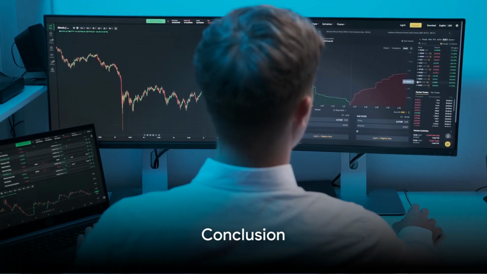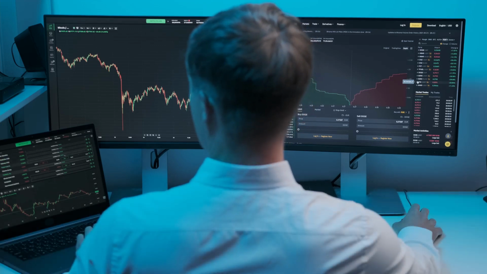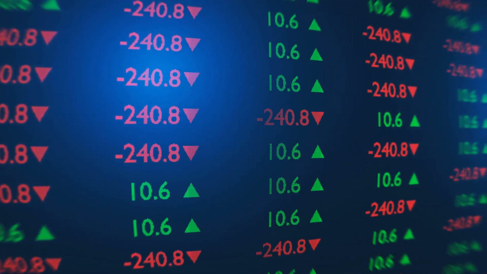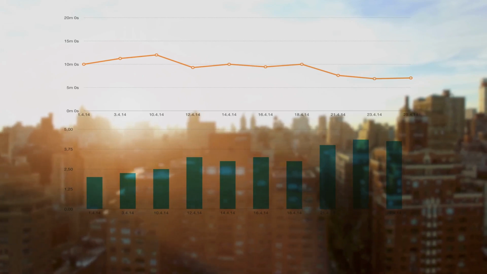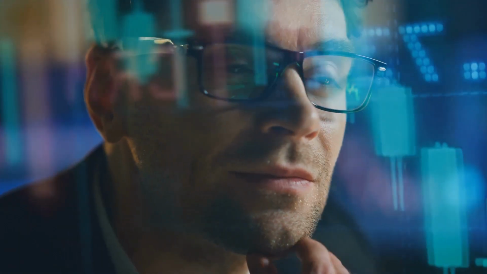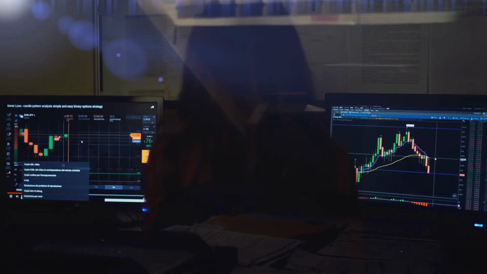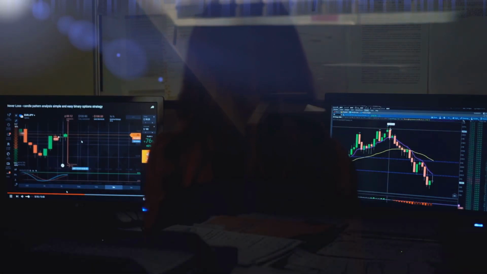We've covered a lot of ground today, from defining liquidity to understanding its role in trading. We've delved into the importance of liquidity in the smooth functioning of financial markets, examined the factors that influence it, and compared its presence across different markets. We've also discussed how traders leverage liquidity and the challenges they may face in low liquidity situations. Understanding liquidity is a fundamental step towards successful trading. So keep learning, keep trading, and stay liquid.